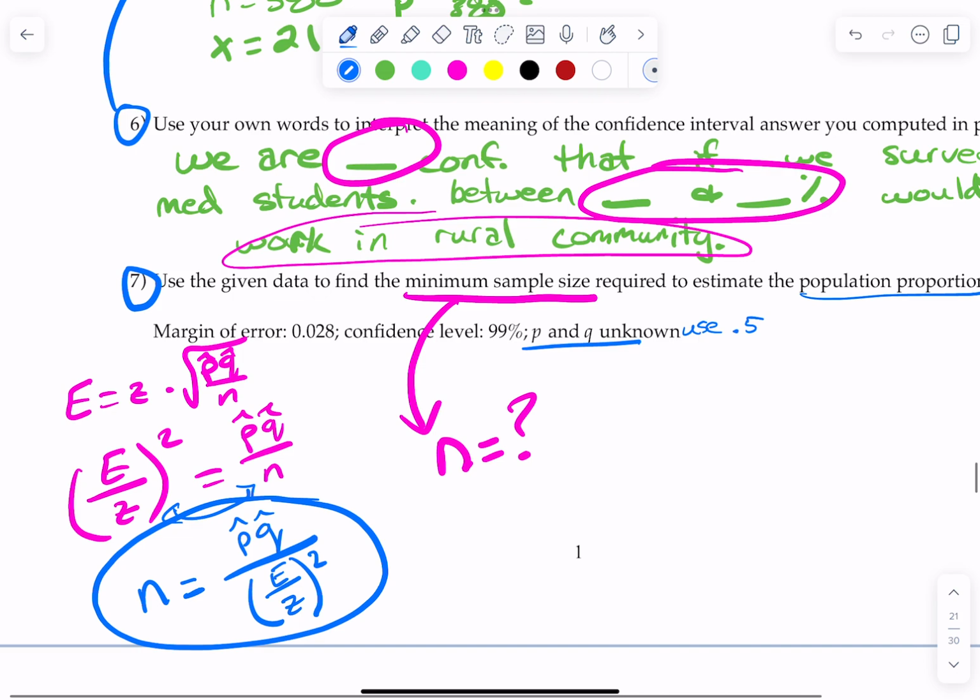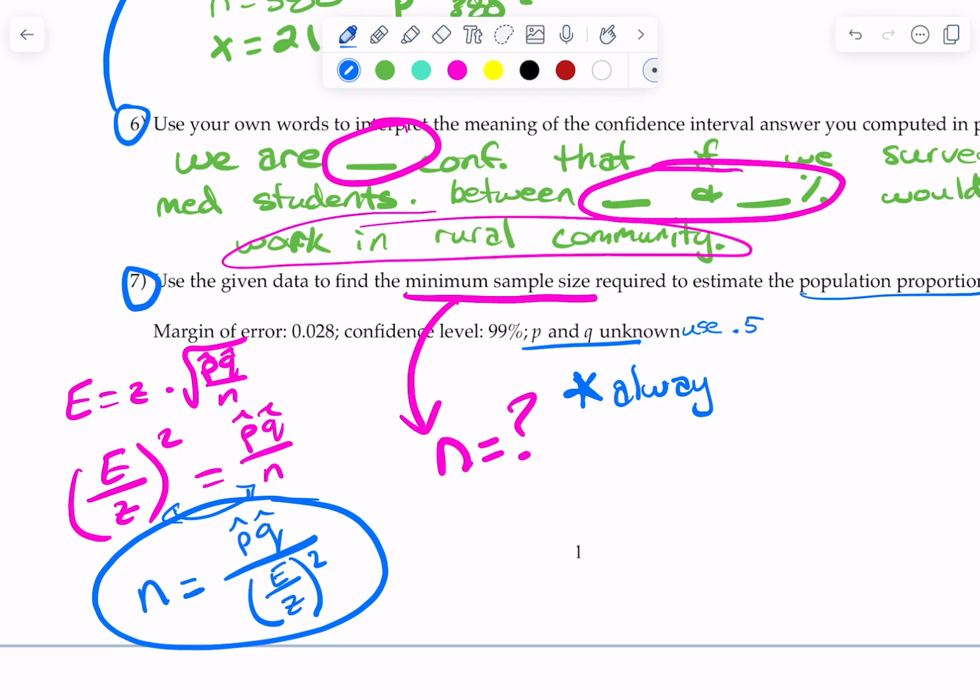You always round up when you're finding n. Even if it's 0.1, you have to round up, otherwise your error will not be correct. Okay? So there you go. Use that to find number 7.